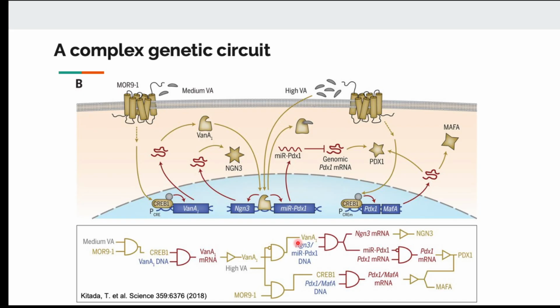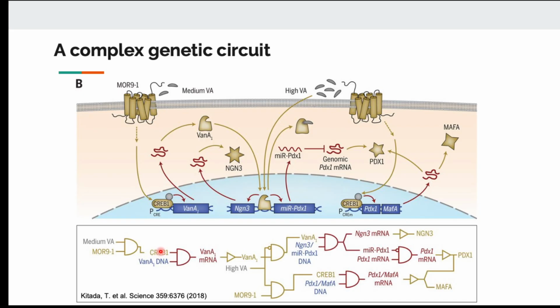And in the view of synthetic biology, this type of diagram can also be rewritten as a logic diagram. So, for example, this half circle symbol means you have to have both conditions in order to activate the next gene. So basically, you have to have a medium concentration level of the substrate and also the transmembrane protein MOR9-1 together. These will interact and then activate the CREB1 gene.